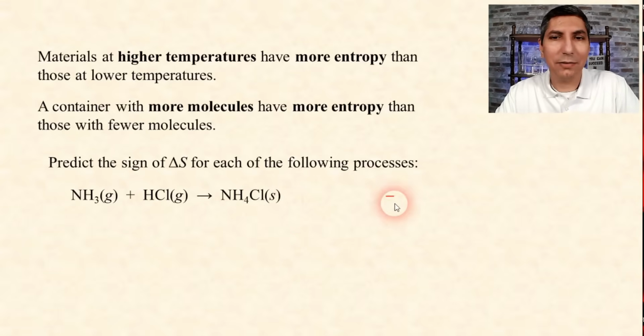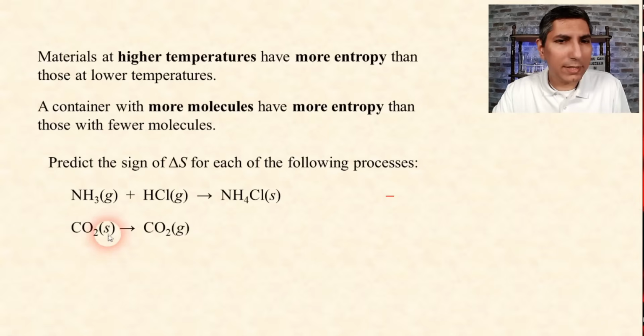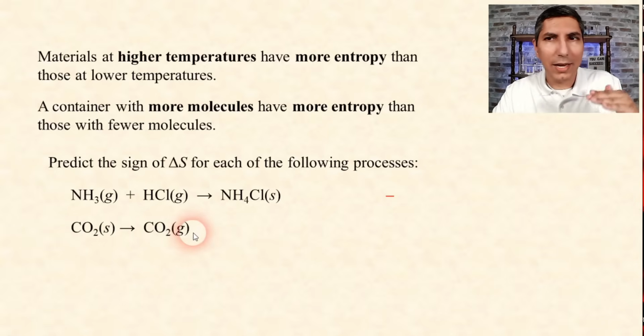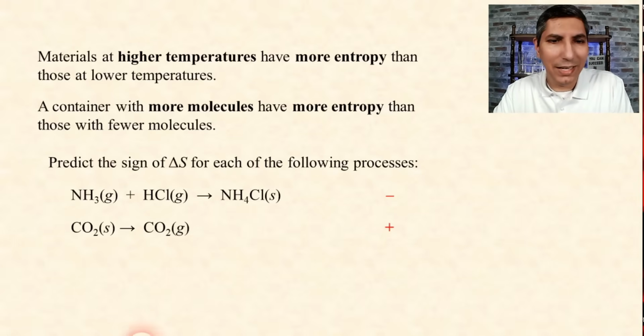So that's why it's a negative delta H for that one. What about this one? Here we have a solid that's changing to a gas. Well, solids have a low entropy, gases have a higher entropy. So that's an increase in entropy, increase in delta H.